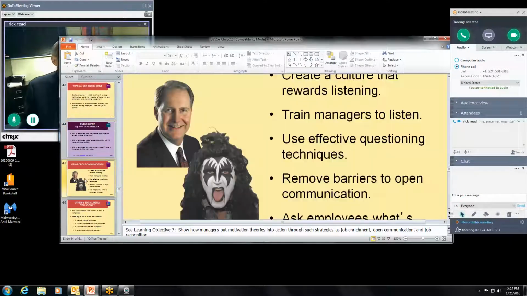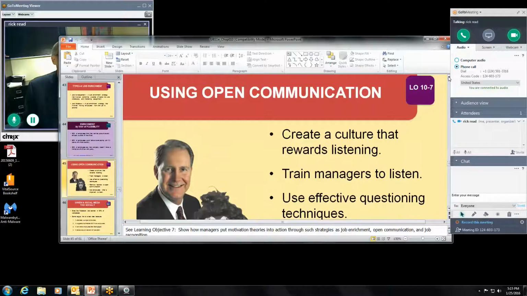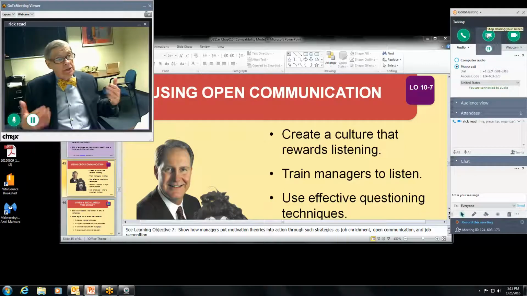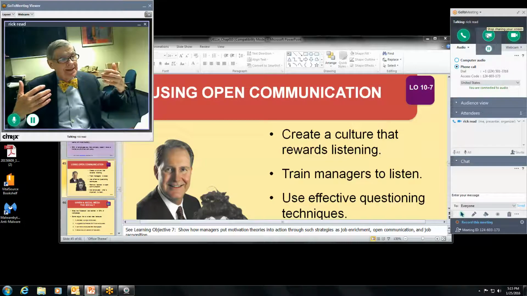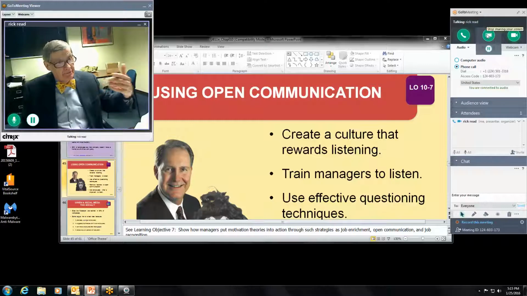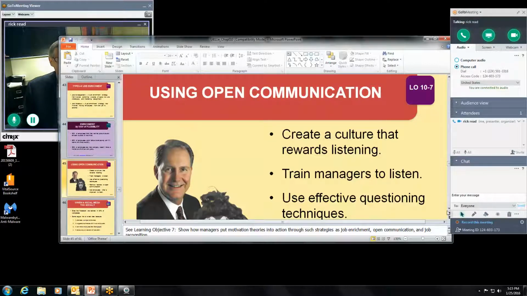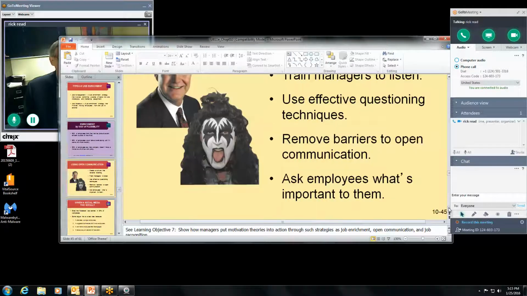Here is a list of rewards and a way to motivate using communication. Look at the first thing. It's a culture within the organization that values listening. Now, there's another step there. You value listening and then take action upon what you've heard. People have to be trained to listen. Very, very important thing to do. Remove any barriers to open communication, and then find out what's important to employees.